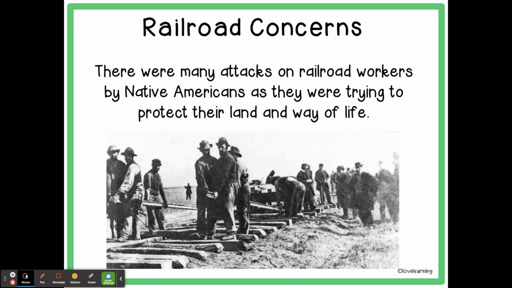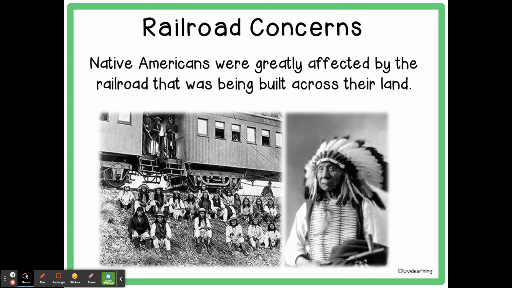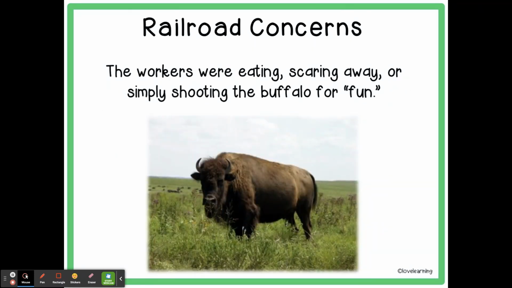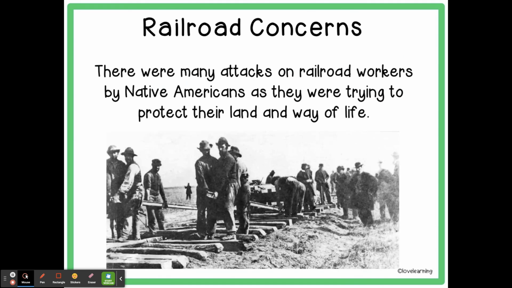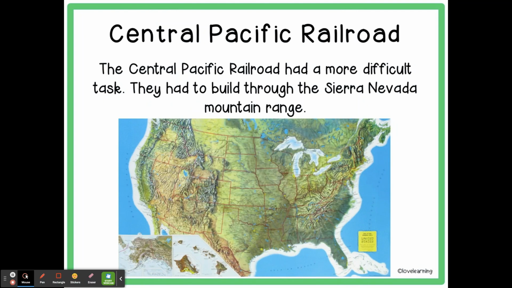So it's important for us to understand a couple of things. One, the Native Americans' land was being taken over. Two, their food source was being taken over. And three, they were willing to fight for their land and their way of life. So these railroad workers were being attacked and ambushed a lot more than what you would normally see. So that is the Union Pacific. If you need to pause and backtrack, re-listen to something I've said, or take notes, please do that.